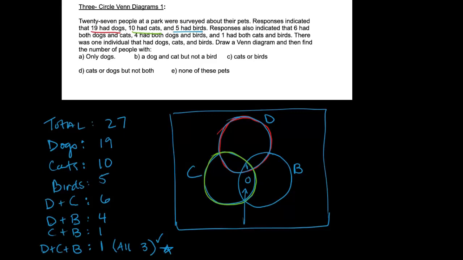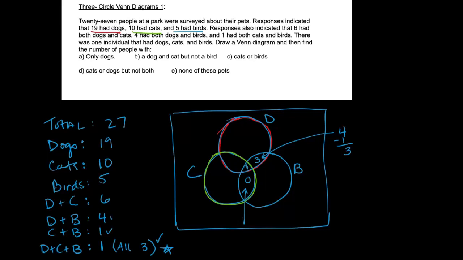And then the dogs and birds, that would be where the red and the blue intersect, which is this sliver right here. There's already a 1 in that part of the overlap, but if there should be 4 total, then I can do 4 minus 1 is 3. And so all together in where the dog and bird circles overlap, we do have 4. 3 here and 1 here. So 3 plus 1 is 4.